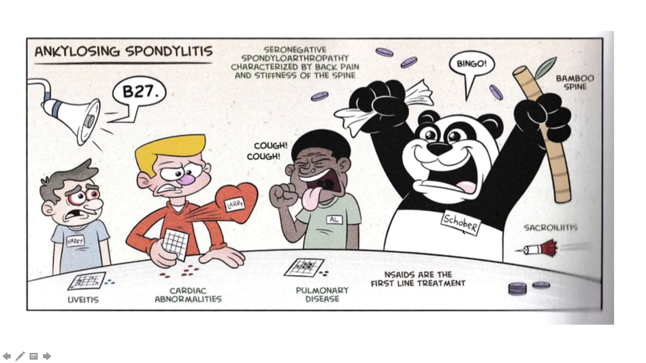This is the panda bear. His name is Schober. Interesting, because the modified Schober test is one provocative test we use to diagnose sacroiliitis. Okay, not really sacroiliitis, but limited lumbar flexion, speaking to ankylosing spondylitis. Bamboo spine here is a characteristic radiographic feature of ankylosing spondylitis, with syndesmophytes or squaring of the vertebrae. Sacroiliitis: the dart is going into close to his bum, speaking to sacroiliitis. Right? Non-steroidals are first-line treatment.